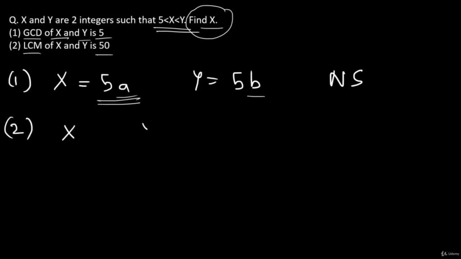So we have LCM of x and y is 50. Let's just take a few numbers and plug them in. I could have x as 2 and y as 25, or x as 10 and y as 25, right? In both these cases, the LCM is 50. Alright.